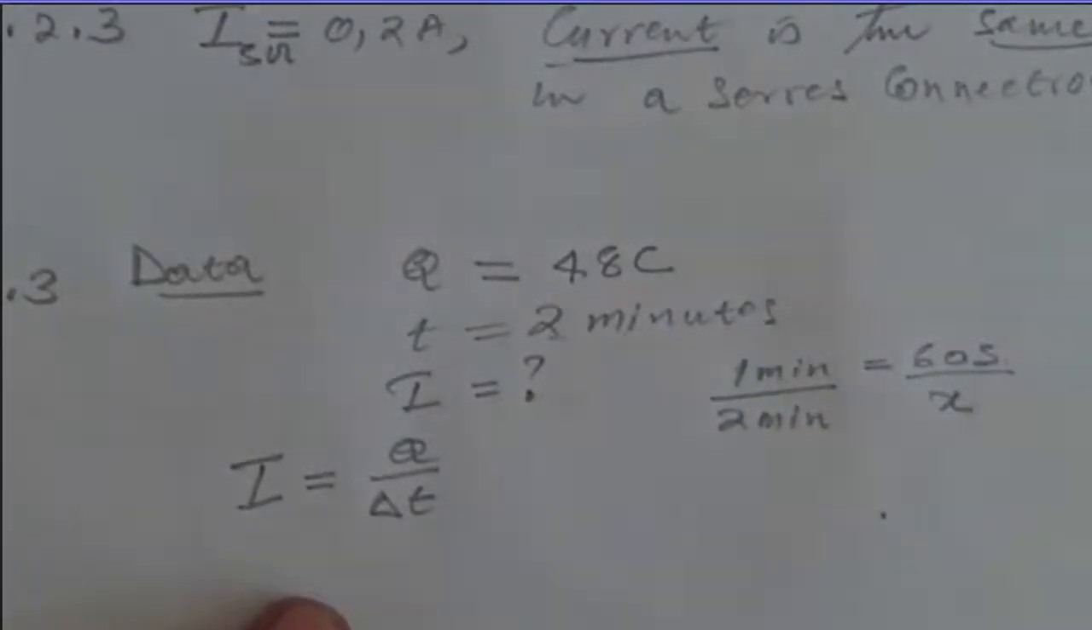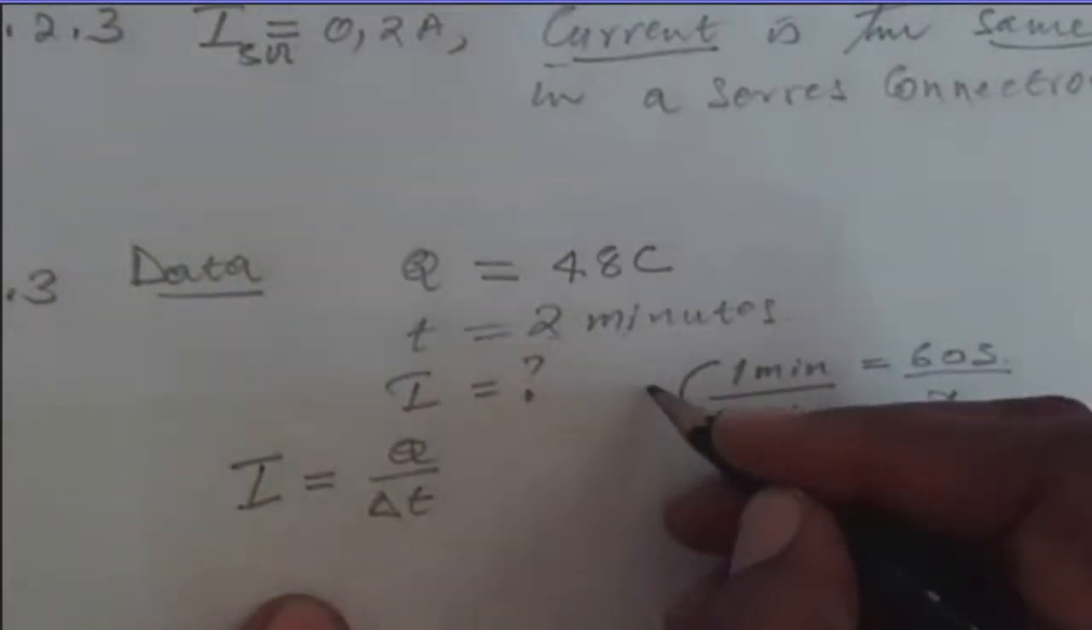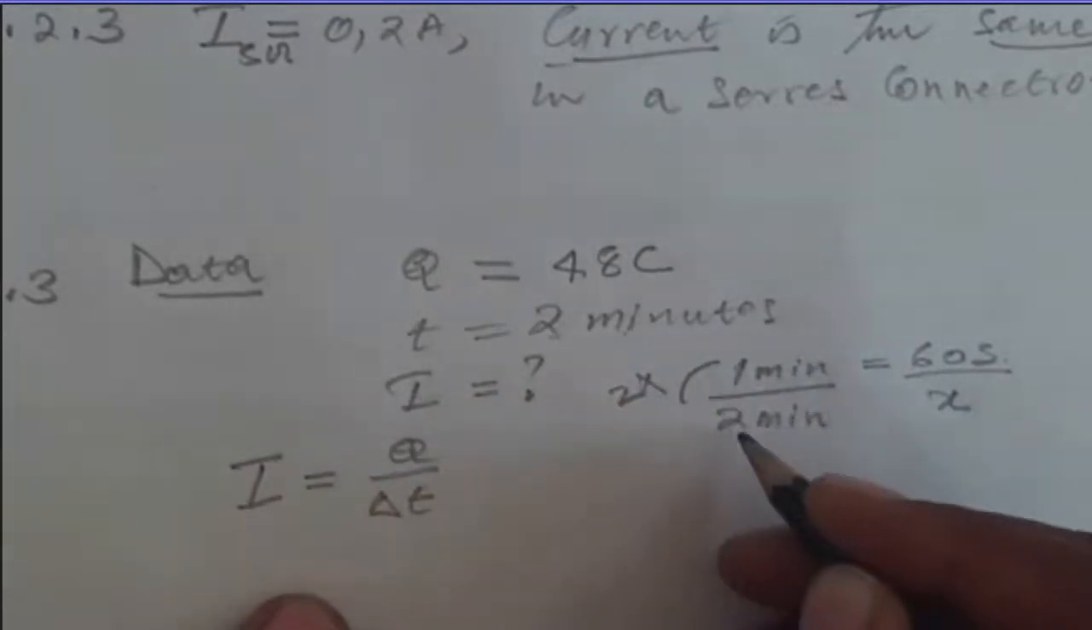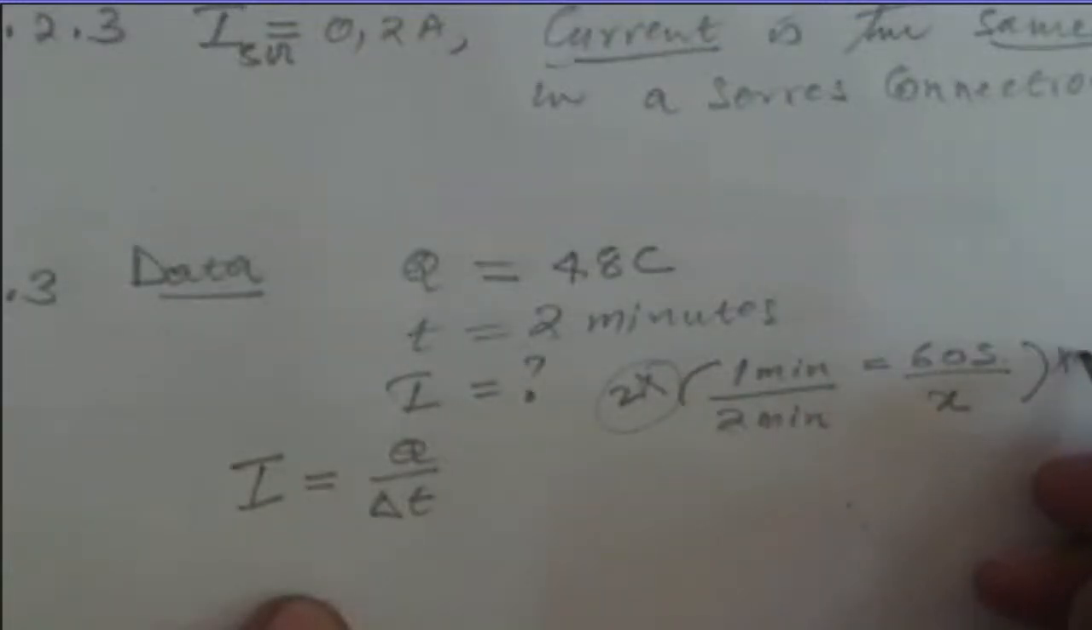To get this 2, which factor can I multiply by? 1 multiplied by 2 gives 2. If I multiply this side by 2, that side I'm also going to multiply by 2.